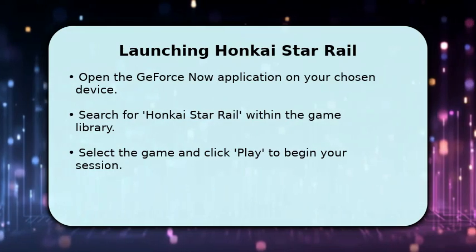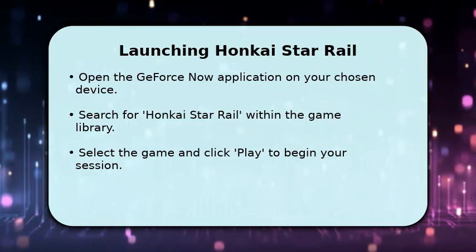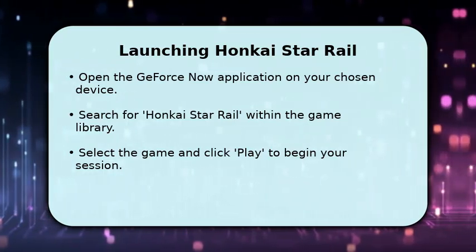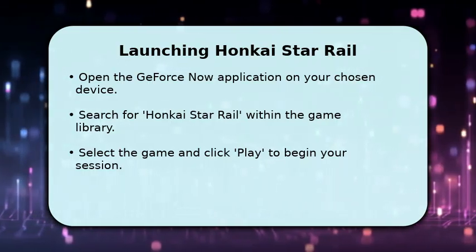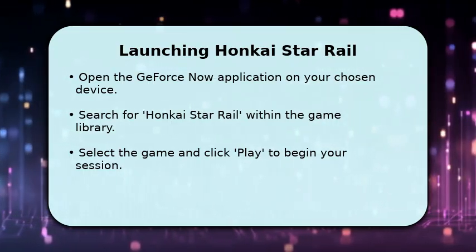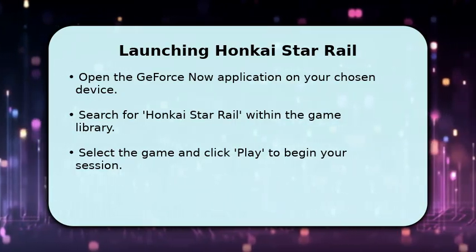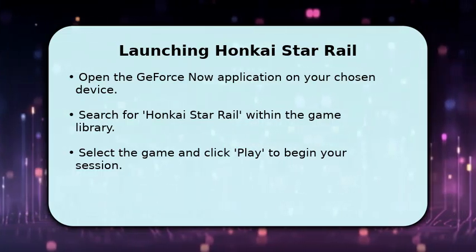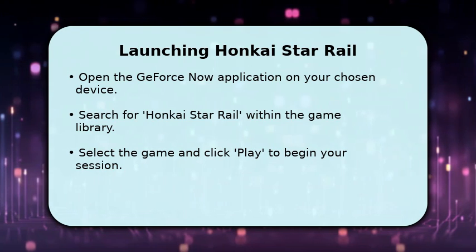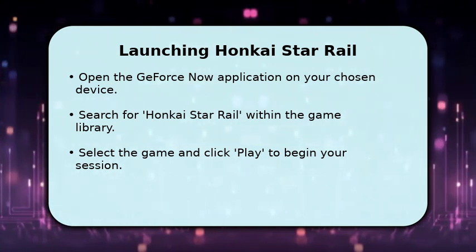Once your GeForce Now setup is complete, launching Honkai Star Rail is straightforward. Simply open the GeForce Now application on your device. Navigate to the game library and use the search bar to find Honkai Star Rail. After locating the game, select it and click the play button to initiate your gaming session. There might be a brief waiting period as the game loads and establishes a connection to the HoYoverse servers, but you will be exploring the cosmos in no time.